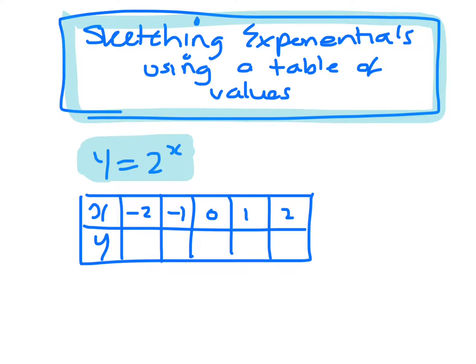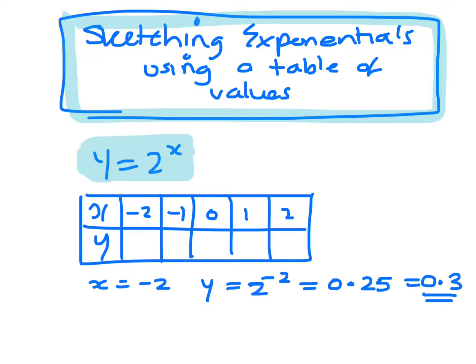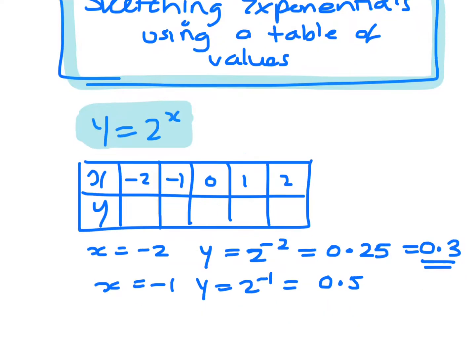Okay, so sketching using your table of values. If you put in x equals minus 2, you get y equals 2 to the minus 2. If you put that into your calculator, that will be 0.25, so you can just round it off to 0.3 when you're sketching. If x equals minus 1, y equals 2 to the minus 1, that will give you 0.5.